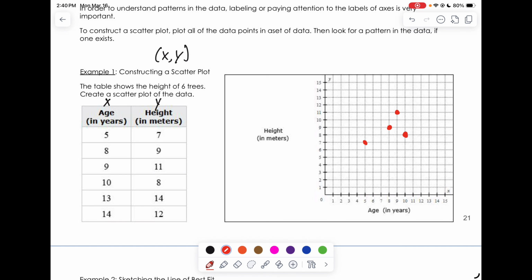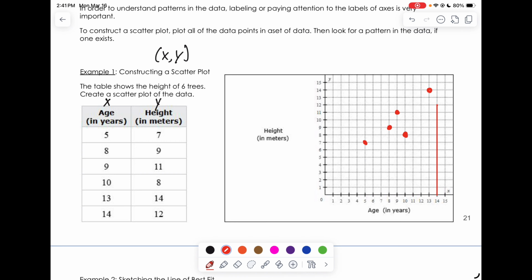Next up, we got 13, comma 14. So my x is 13, and I got to go up to 14. To be right there. Go ahead and make that dot. Erase your line if you drew it. Last one, 14, comma 12. So my x is 14, and then my y is at 12.